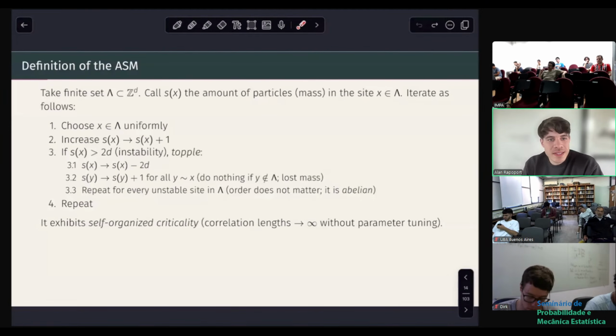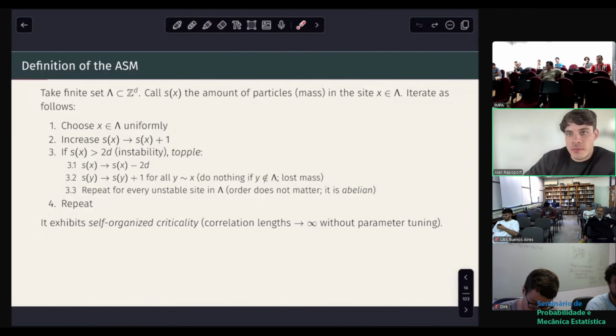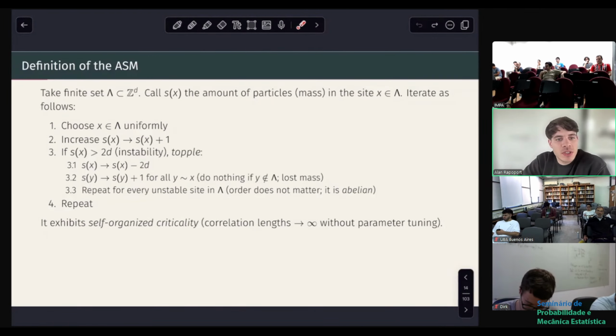So why is this system important? Well, I won't go through all the details of the many characteristics that this has, but mainly because it was the first system to be devised that exhibits self-organized criticality. Criticality in the sense of correlation lengths going to infinity and so on, but self-organized because it doesn't depend on any tuning of any parameter. So there's no parameter to tune, unlike, for example, the Ising model. So that's why it's important.